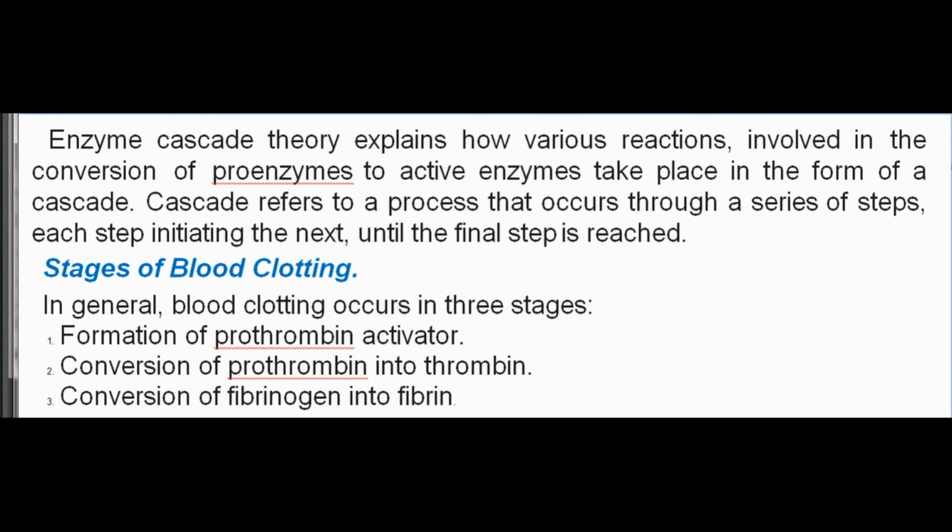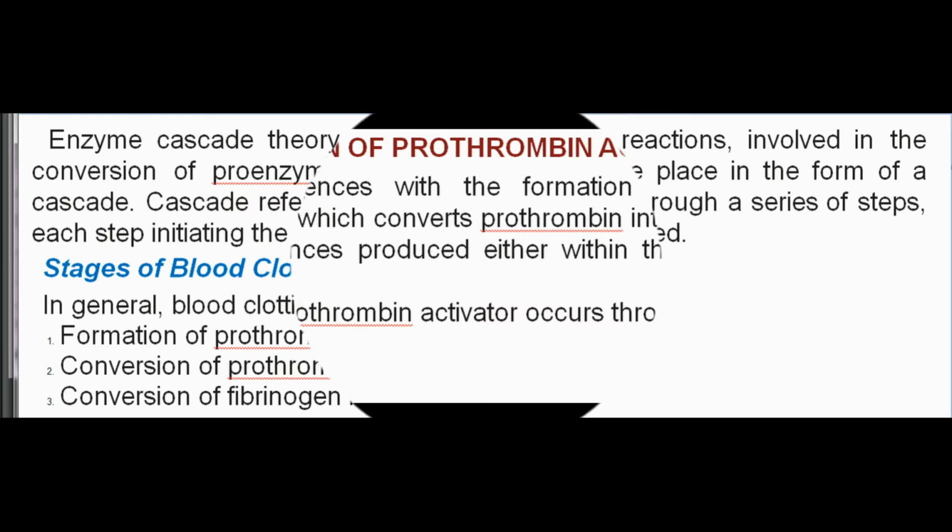Enzyme cascade theory explains how various reactions, involved in the conversion of proenzymes to active enzymes, take place in the form of a cascade. Cascade refers to a process that occurs through a series of steps, each step initiating the next, until the final step is reached. Stages of blood clotting. In general, blood clotting occurs in 3 stages: formation of prothrombin activator, conversion of prothrombin into thrombin, conversion of fibrinogen into fibrin.